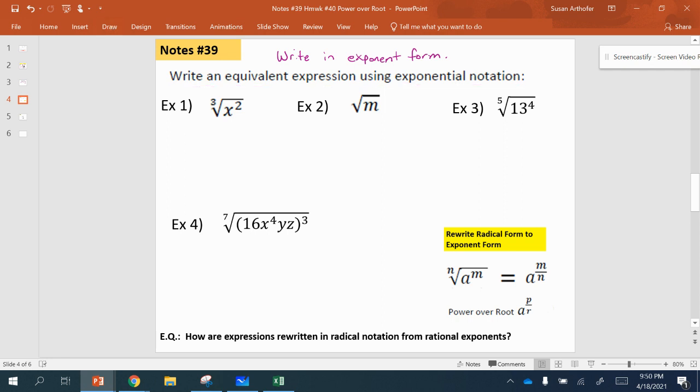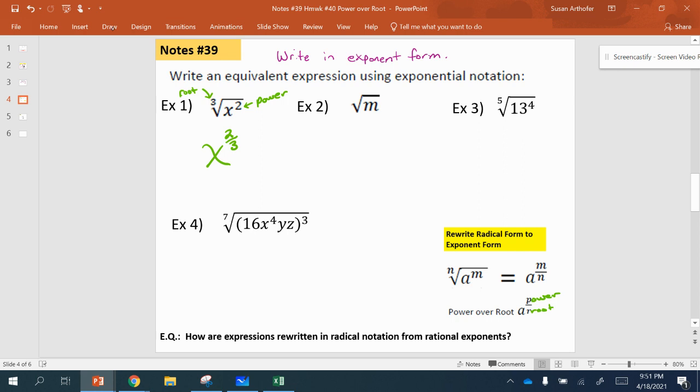Okay, so you should have written all those problems down. Now, I'm going to do example 1 first. And remember, it's power over root, right? Power over root. So you're going to write your x, your base, x, big, and then you're going to put the small fraction there. This is the power. This is the cubed root. So on the top goes the power, 2, and on the bottom goes the root. And that's it. That's all you have to do.